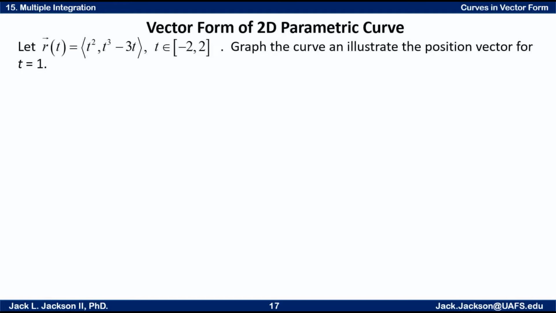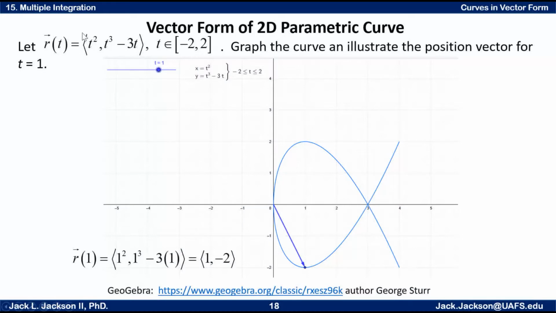Well, hopefully you were able to do that. It's basically just the same thing as graphing this with parametric equations. X of t equals t squared, y of t equals t cubed minus 3t. Let t go from -2 to 2. You'll get the curve graphed out, and if we plug in t equals 1 in here, we'll get the xy coordinates of the point on there, and the vector is just going from the origin to that point.